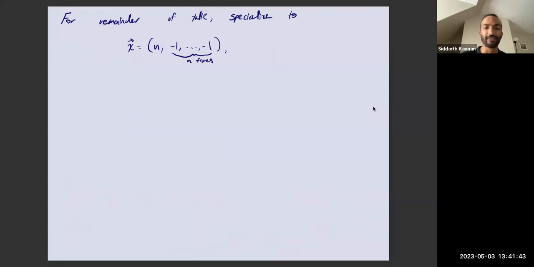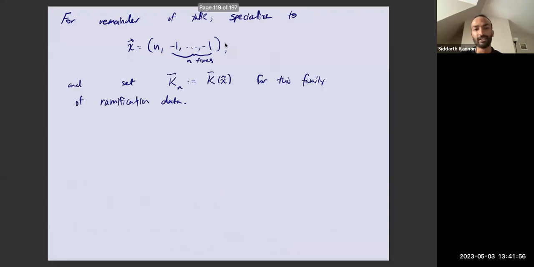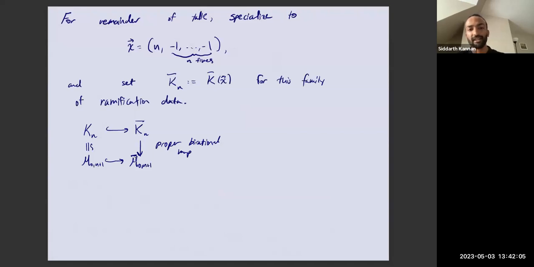And yeah, for the remainder of the talk, I want to specialize to this very particular ramification data, where there's one positive entry, which is n, and then n negative entries, which are all -1. And we're going to set K bar of n to be K bar of x for this ramification data. In general, K of n, the open locus inside of K bar of n, is isomorphic to M0,n+1.